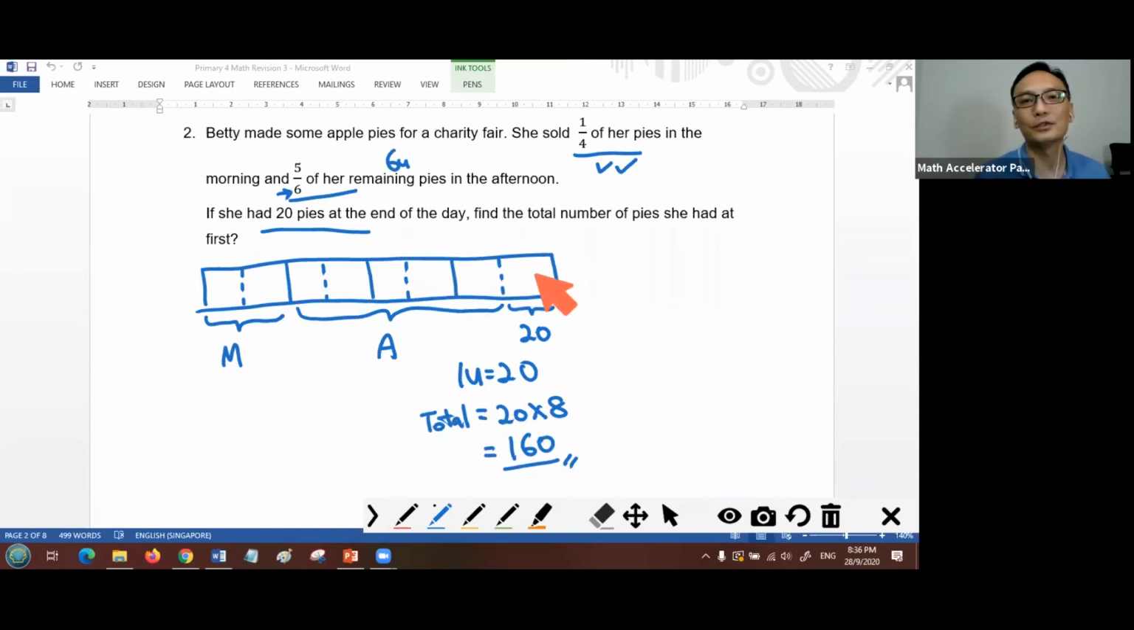So these are the 3 units. So we need to further split it into 2, right? So after we split it already, we're able to have 6 units. So of 6 units, 5 of them belongs to the afternoon, right? So then after we allocate all the units, we have 1 unit left, and that coincides with 20, these 20 pies. So 1 unit is 20, and after that, 20 times 8, because there's 8 units here, we have 160.